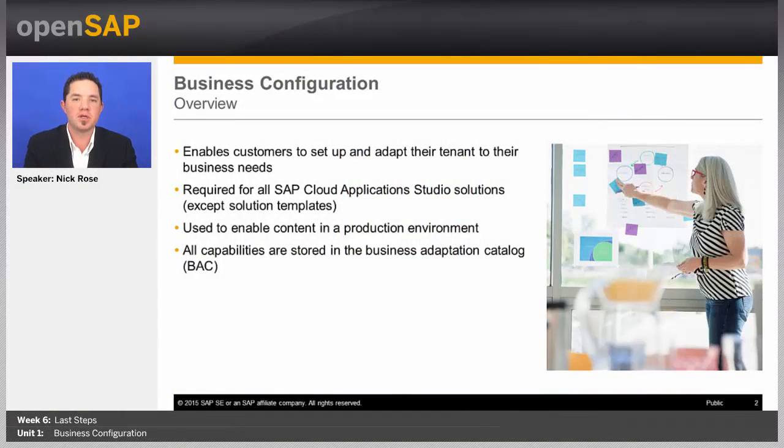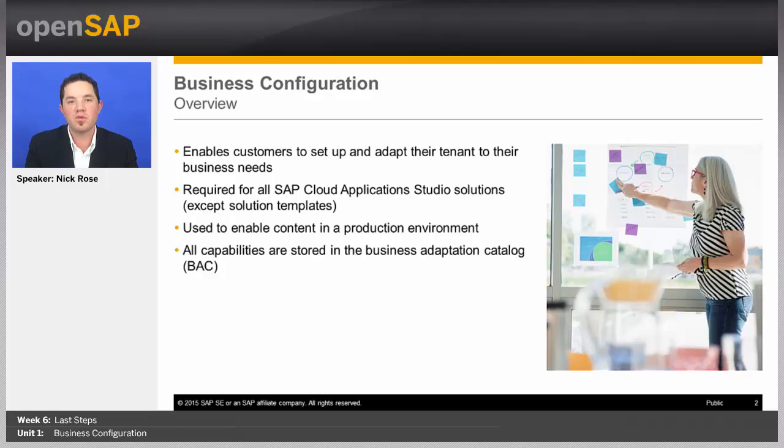Now, business configuration is basically what allows customers to set up and adapt their tenants to their specific needs. There's lots of functionality that's delivered by default in SAP Business ByDesign, but not all of it has to be used, right? We can select what we want to use, and that's what business configuration really does for us.